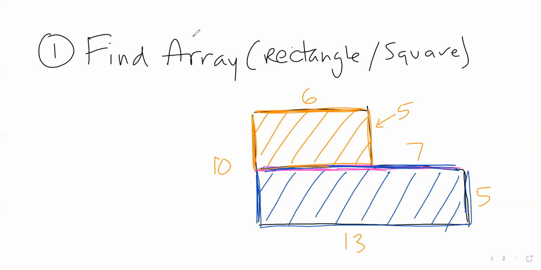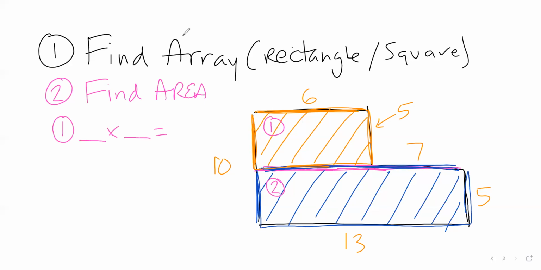So once I've done that, once I've found my arrays, then what we need to do is find the area of each of them. So that's step 2. Find the area of each of them. That just takes organization. What I like to do is call this one 1 and this one 2, and then I organize it. I say, okay, the area of rectangle 1 is going to be something times something equals something, right? Equals the area. So these somethings over here are my rows and my columns.